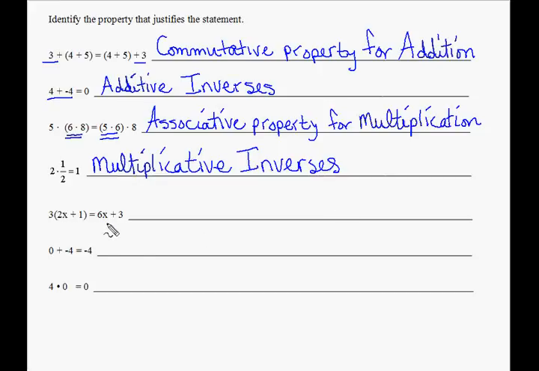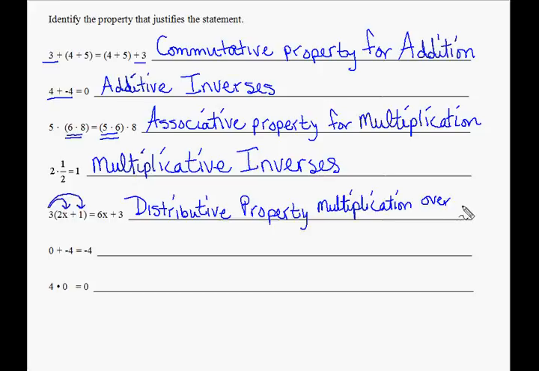3 times the quantity 2x plus 1 is equal to 6x plus 3. This is how we use the distributive property. If there's multiplying on the outside and adding on the inside, then we can actually distribute that multiplication. The distributive property is the only property that involves two operations: multiplication over addition. The only time you can use the distributive property is when there's addition involved. So don't try and use it when there's logs or square roots or exponents. The distributive property only works for multiplication with addition.